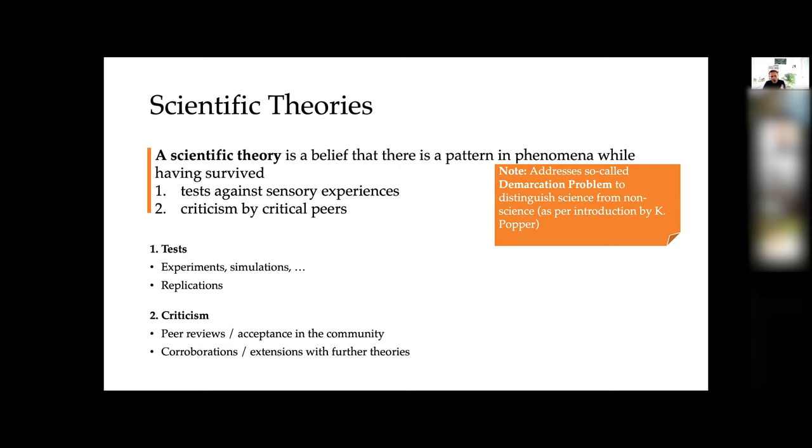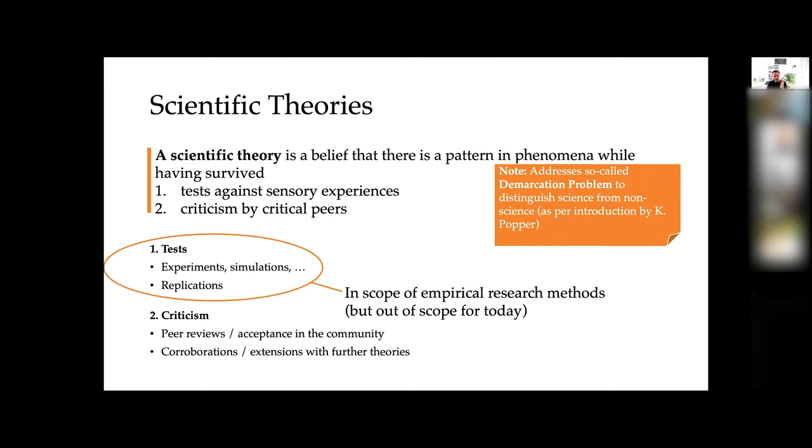Now, how can we challenge a theory? By running empirical tests. For example, an experiment, a simulation, a case study, whatever it is. And sometimes also replications. And number two, it also has to survive criticism by critical peers, which is typically what we paraphrase as a certain notion of quality assurance. For example, peer review or acceptance by the community, and so on and so forth.